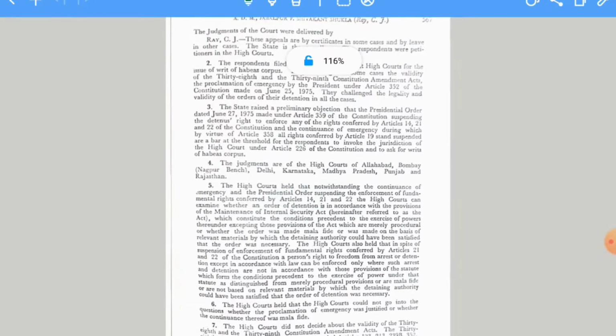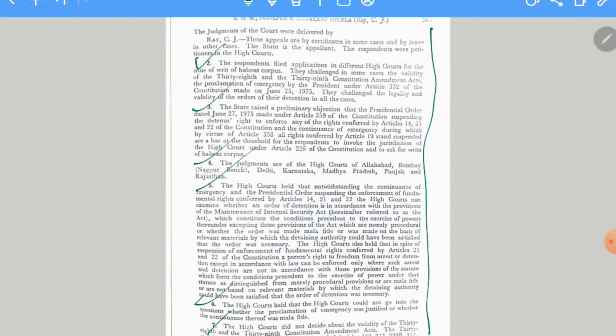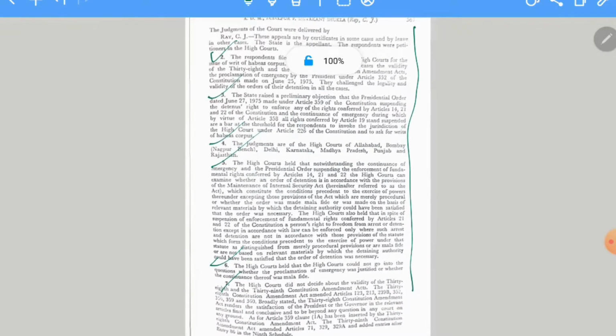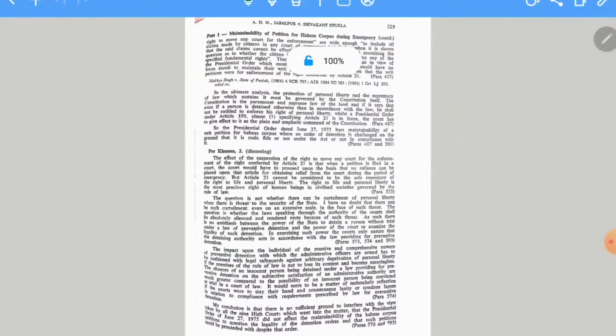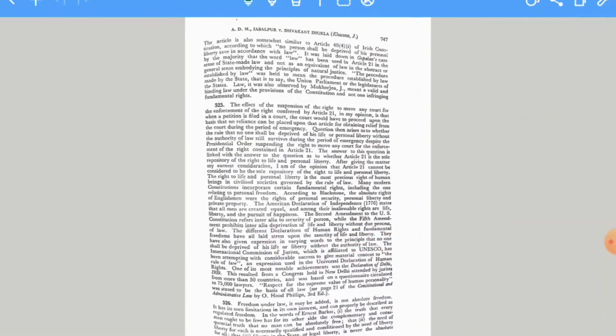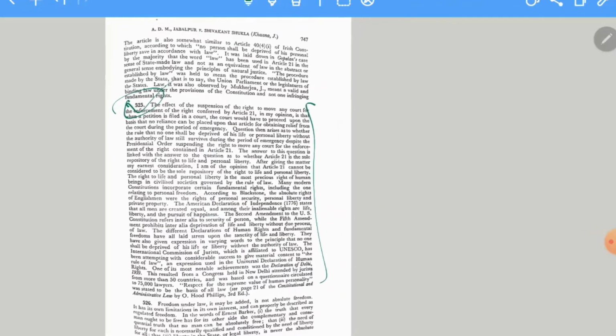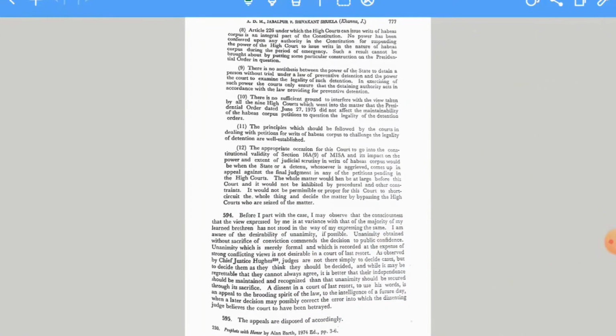All the judgments will have paras. In the first initial paras, most of the time you will see the facts of the case and how they discussed this point. For example, on para number 525 you can see what issues were mentioned. The entire judgment is mentioned para-wise. Then para number 594, and so on.